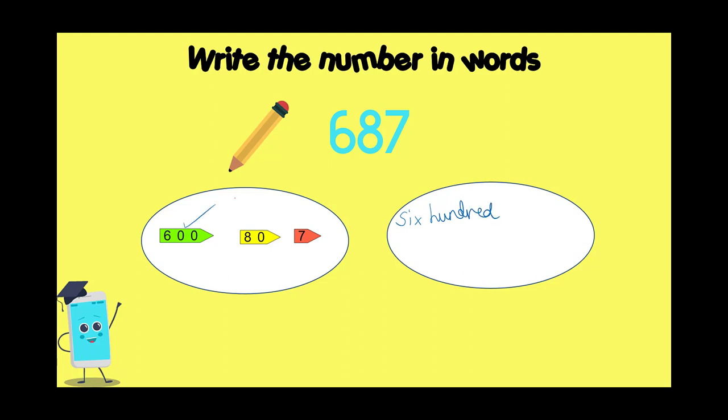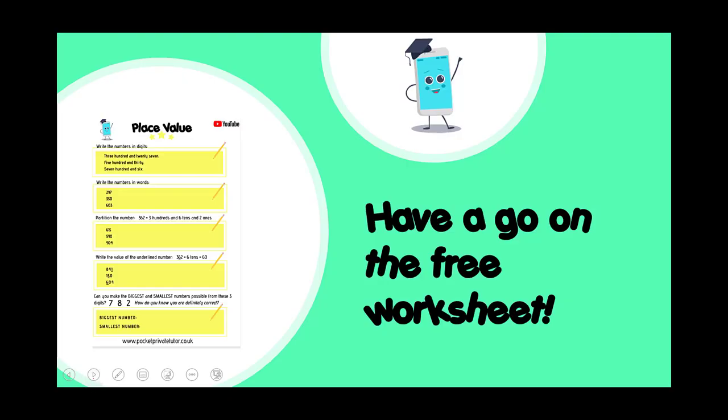600, and we don't say 80 and 7, we join the two together, we say 87, and that's how you would write your number in words. So have a go now on your worksheet, or pause or carry on to the end of the video and do it at the end. It is completely up to you, but you have 3 numbers there that I would like you to write in words.